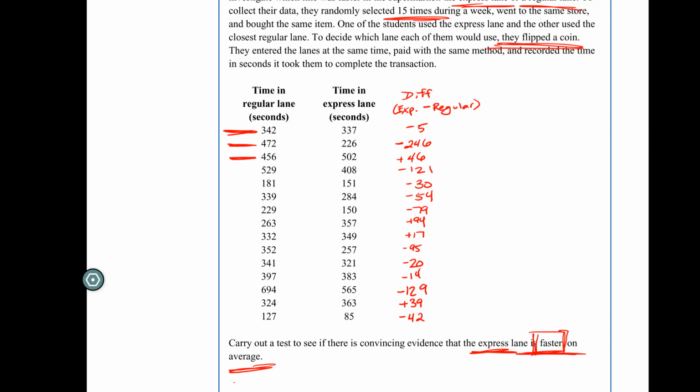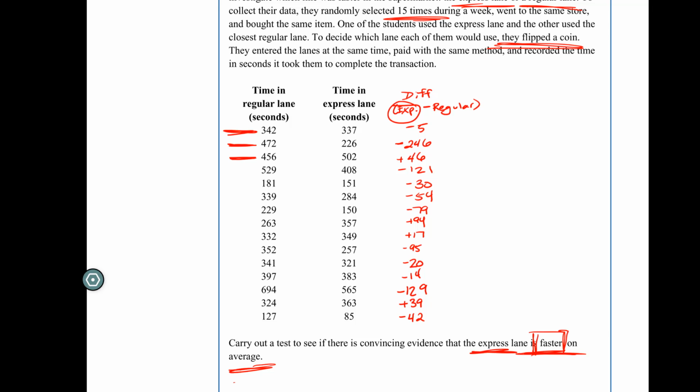So just by kind of glancing at this, which one seems faster? Well, there are a lot more negatives here, right? If there's a lot more negatives, that tends to mean that your first number in subtraction is smaller, which means the express lane is faster, okay? But we don't want to just rely on that, because that's very rudimentary. That's like 8th grade math stuff, right? We are in AP Stats, so let's go ahead and look at the AP Stats way.